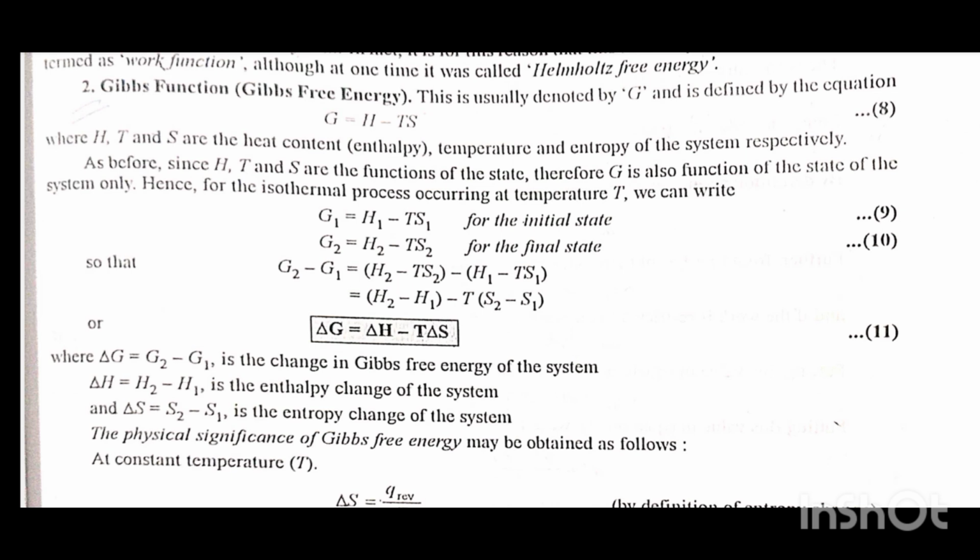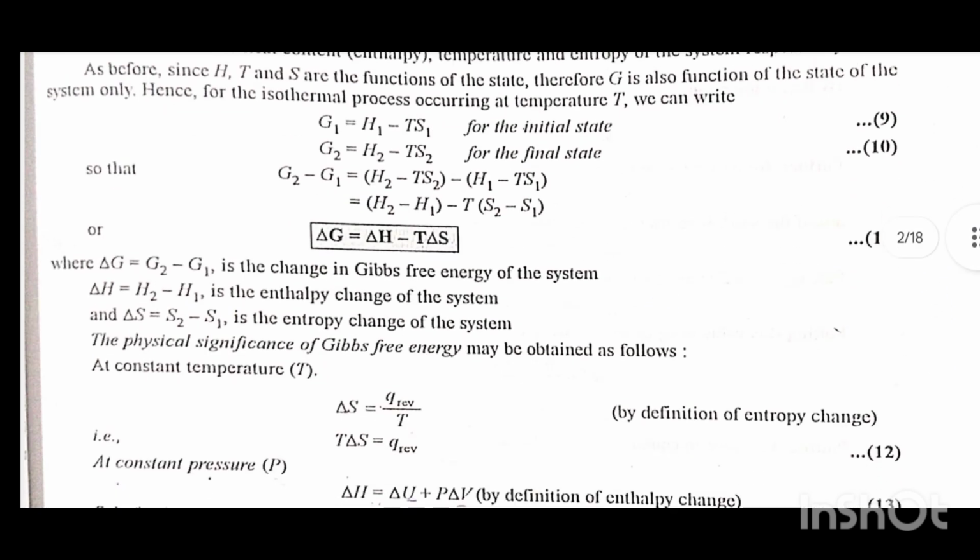G2 - G1 = [H2 - TS2] - [H1 - TS1] = H2 - H1 - T[S2 - S1]. ΔG = ΔH - TΔS, where ΔG = G2 - G1 is the change in Gibbs free energy of the system, ΔH = H2 - H1 is the enthalpy change of the system, and ΔS = S2 - S1 is the entropy change of the system.